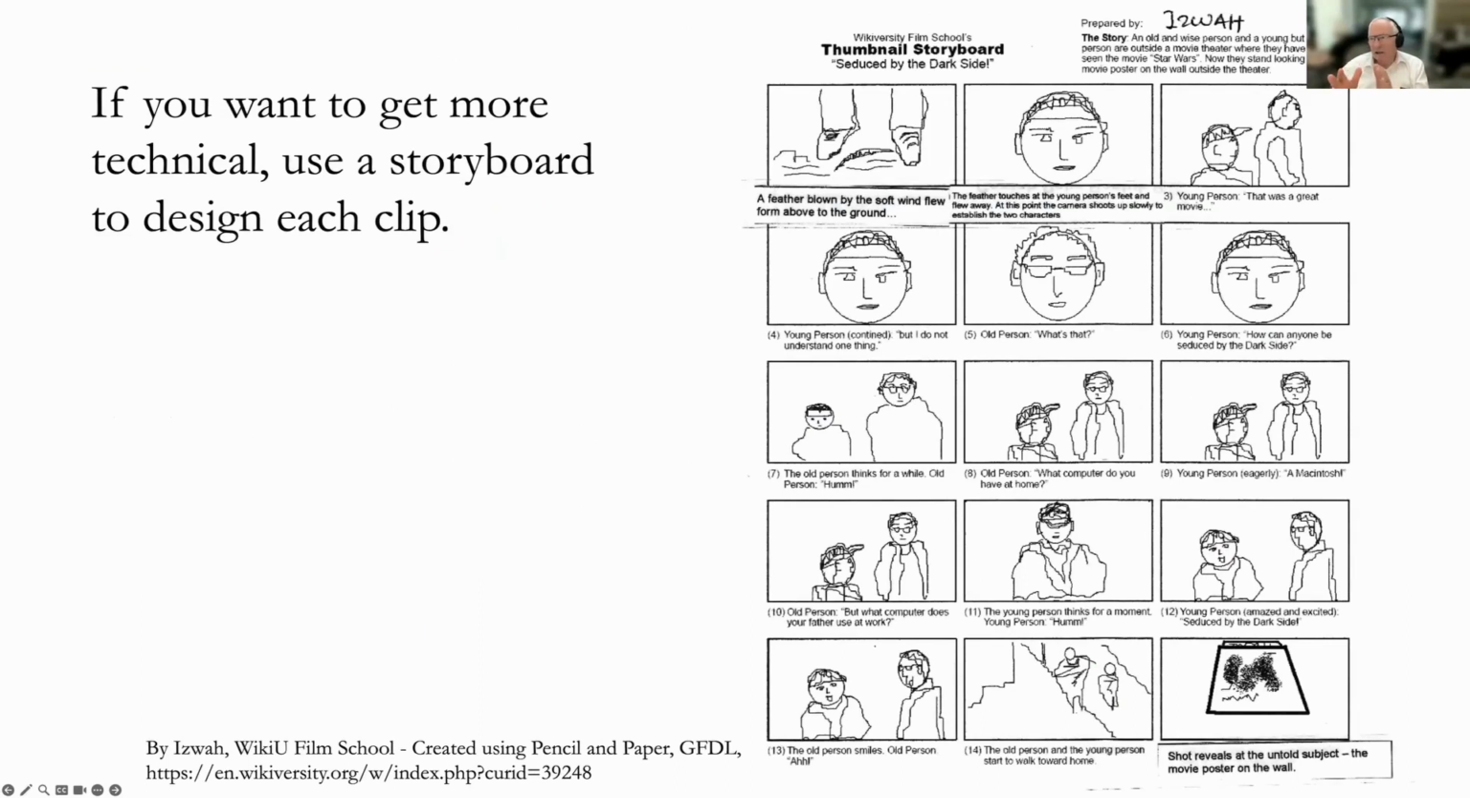And if you want to get more technical about movie making procedure, and this is attribution of where this came from, if you want to get more, use a storyboard. The storyboard is exactly what it is. It's a sketch or drawing or outline of every one of the images. And so between these different boxes is when the image changes. And each one of these is going to be about 10 seconds long.